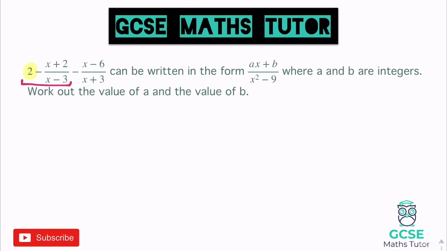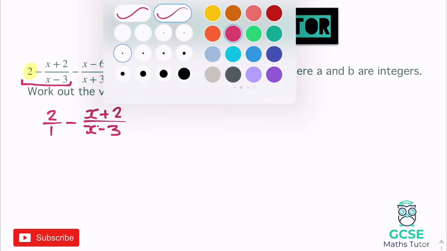So 2 can be written as a fraction, we could write it as the fraction 2 over 1. So if we rewrite just that starting bit, we've got 2 over 1, and we need to take away x plus 2 over x minus 3. There we go.